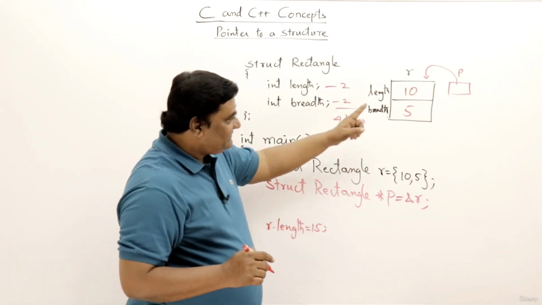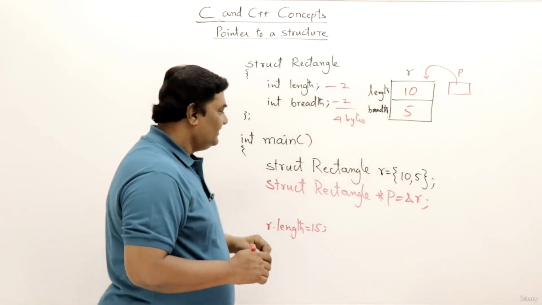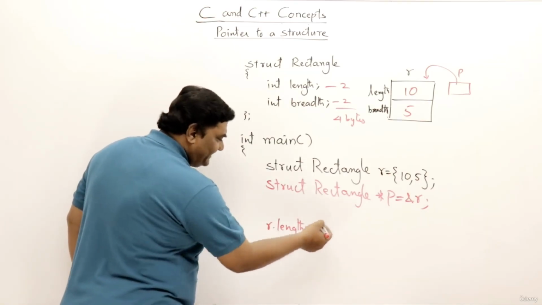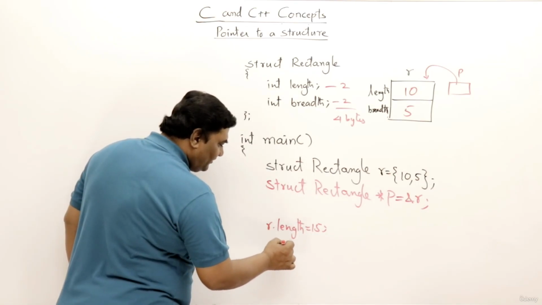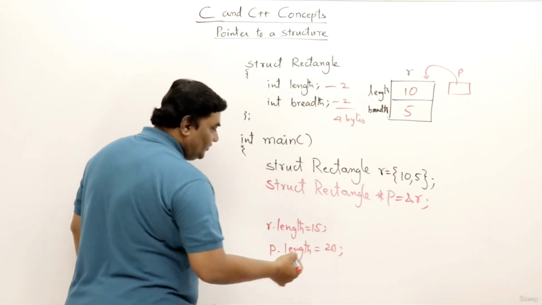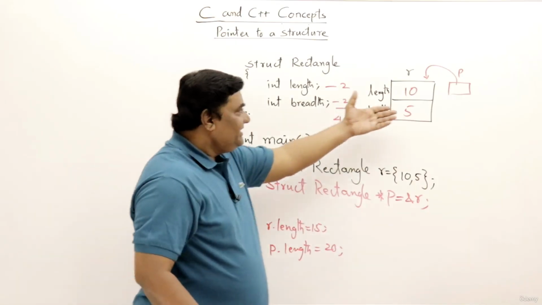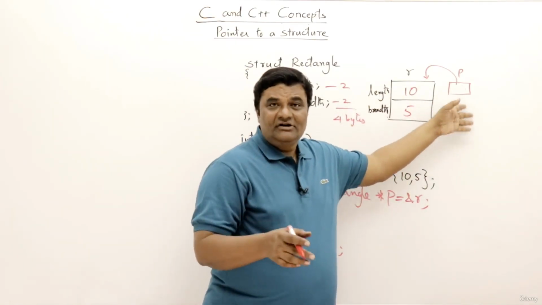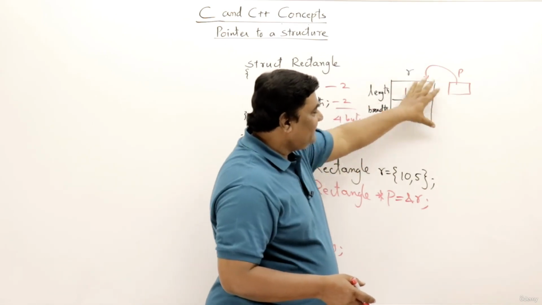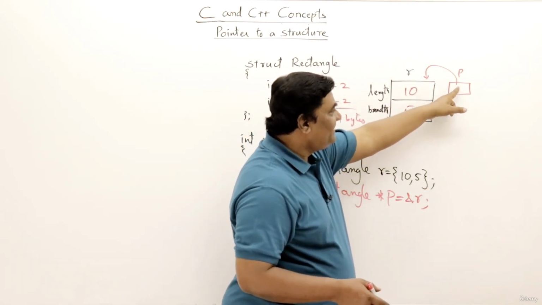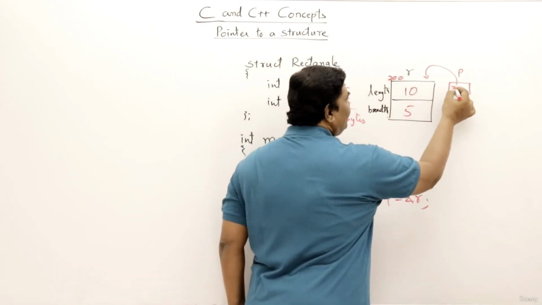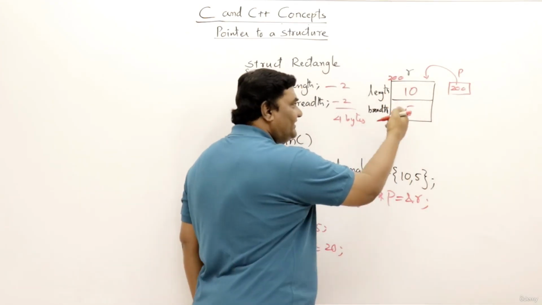Now I want to access these members using that pointer. So how can I do that? I want to modify length to 20, suppose. So can I say p dot length assign 20? No. P is a pointer. It's not a variable. It's not having members. Then what to do? I have to come here, then I can access these members. So go to the place where pointer is pointing. Suppose the starting address is 200, so go to address 200 and access data.